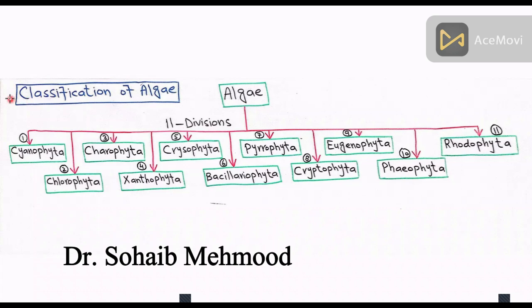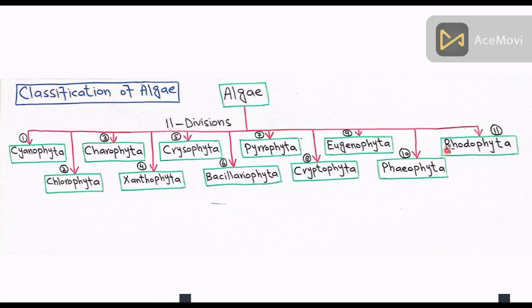The modern phycologists classify these plants of algal organization into 11 divisions: Cyanophyta, Chlorophyta, Charophyta, Xanthophyta, Chrysophyta, Bacillariophyta, Pyrophyta, Cryptophyta, Euglenophyta, Phaeophyta, and Rhodophyta. All these classes of algae will be discussed in detail with appropriate examples in upcoming lectures.